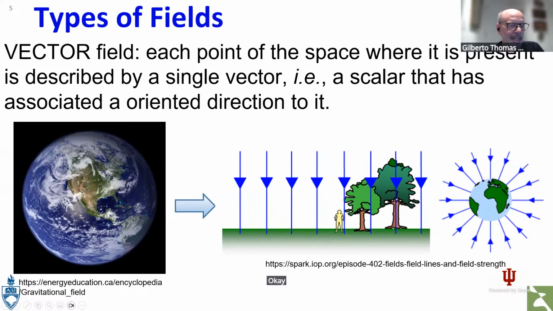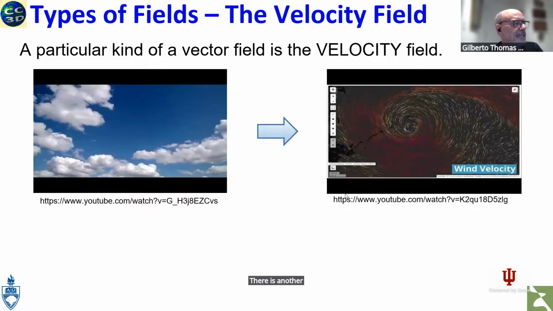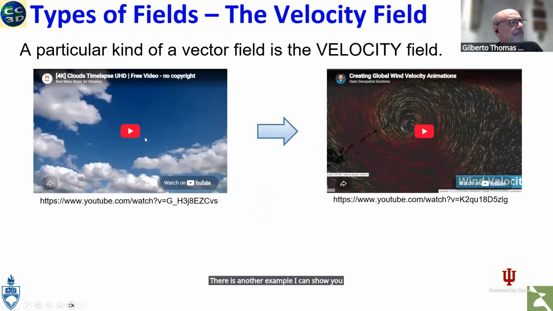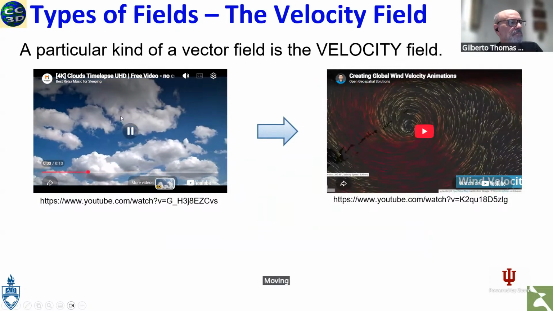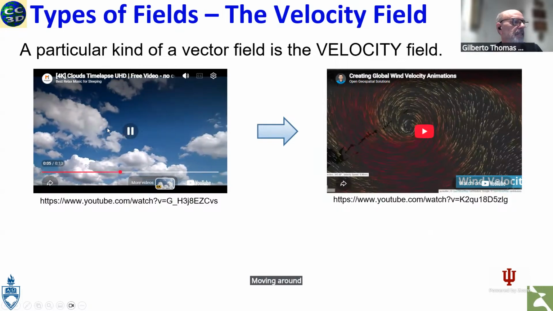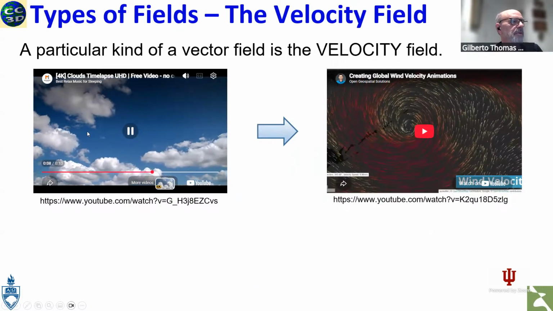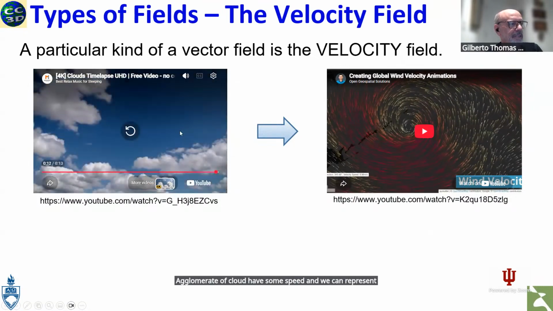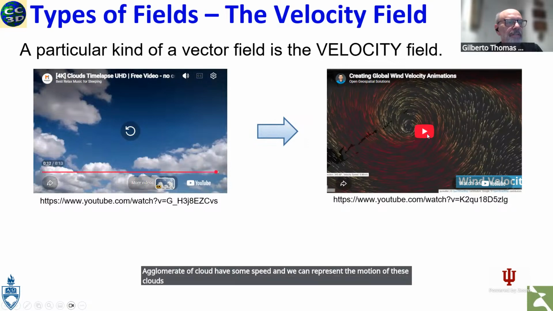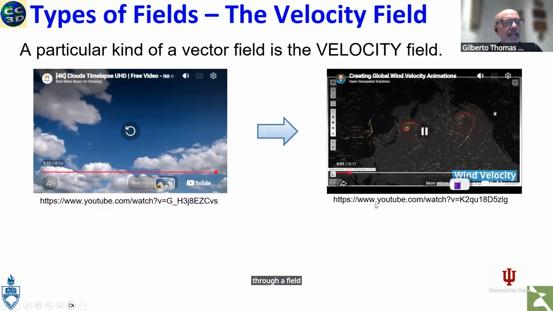Okay, but anyway, you need a vector to represent each point of the space, different from the scalar field. There is another example I can show you. See here, clouds moving around. Each agglomerate of clouds has some speed, and we can represent the motion of these clouds through a field, the velocity field, like here.